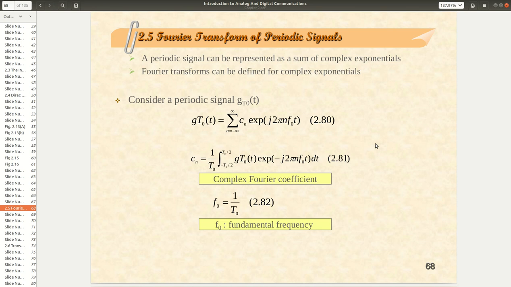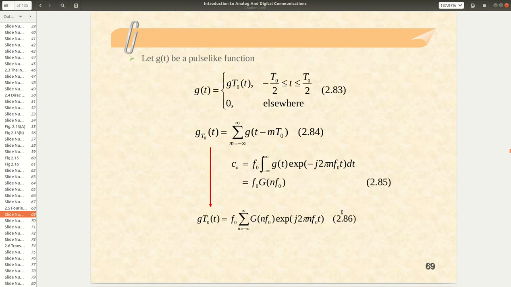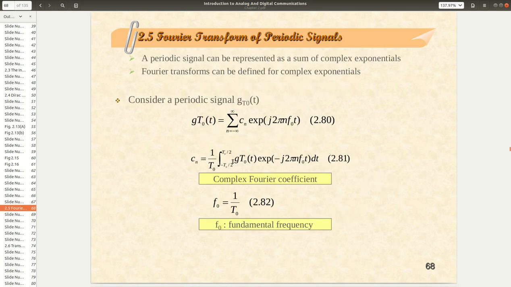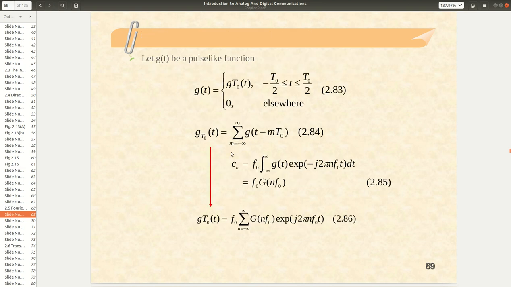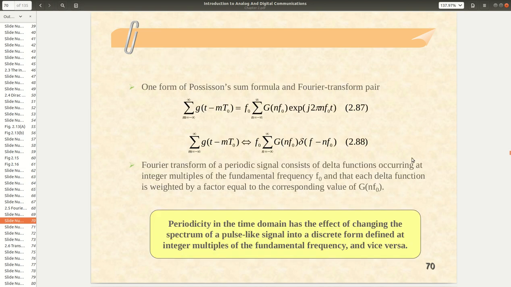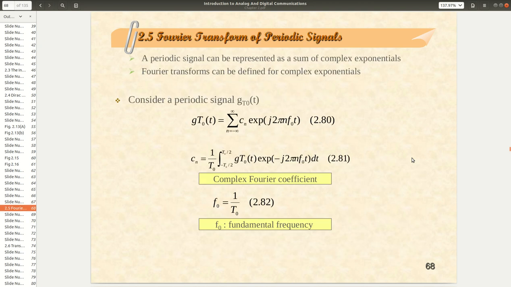Okay, now the Fourier transform of a periodic signal. Here we can express it as a function. Here it is periodic, the fundamental period is T0 and the fundamental frequency is f0. So this function, you take it here at one period. If you take the summation over all the periods of this function from minus infinity to infinity, this is like a pair of Fourier transform and Fourier series.